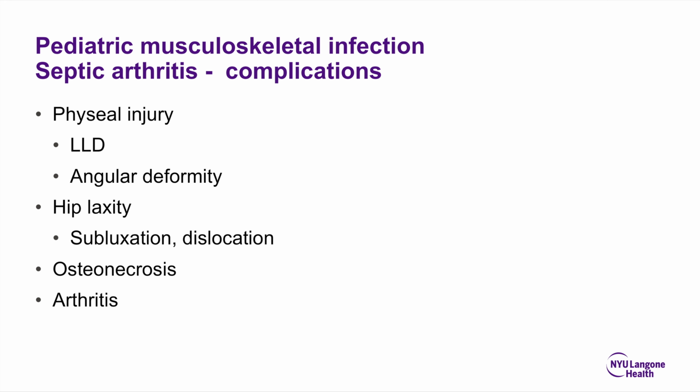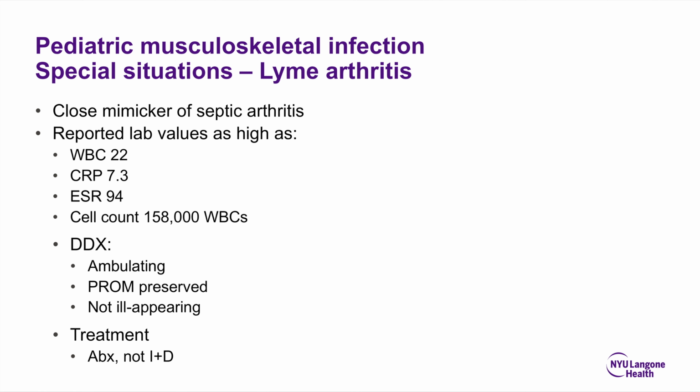Complications of septic arthritis include physeal injury, which may result in a limb length discrepancy or angular deformity. Kids may end up with hip laxity, which can lead to subluxation or even dislocation. I didn't list it here actually, but conversely, the hips can become stiff. Osteonecrosis may develop if there is an injury to the vessels. And then the end result of many of these processes may be arthritis.